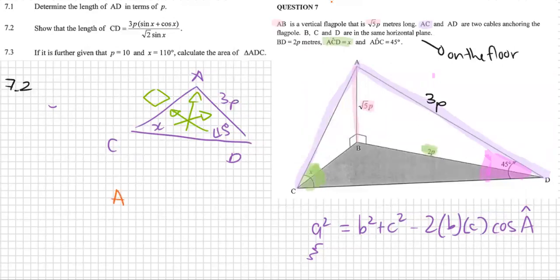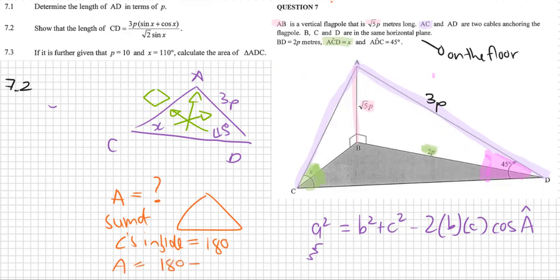Currently, we don't know what A is, but we do know that in a triangle, the sum of angles inside a triangle equals 180. So we could say that angle A is equal to 180 minus (x plus 45), the other two angles. So we can manufacture ourselves an angle A here.